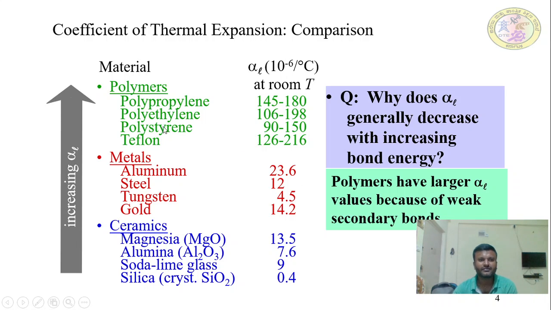Usually the thermal coefficient of expansion is high for polymers, low for ceramic materials, and in the average range for metals. The reason polymers have a high alpha L is that their secondary bonds are weak in nature, so the coefficient of thermal expansion is high. Understand? Now let's move on to the next slide.